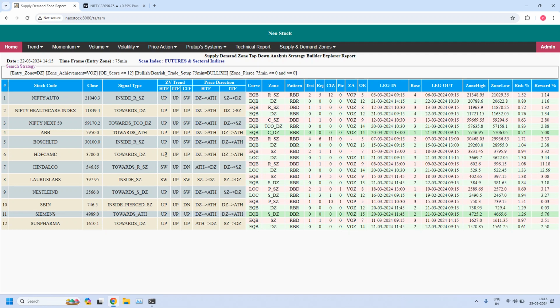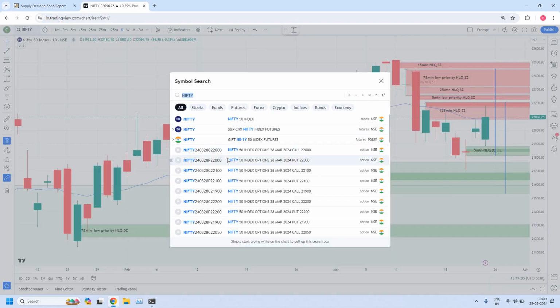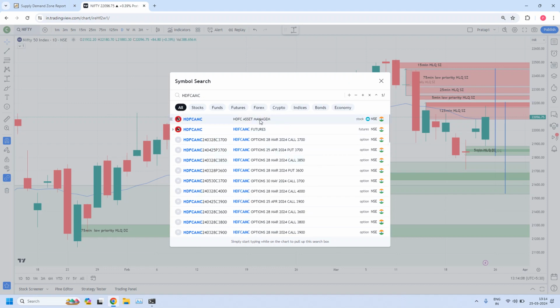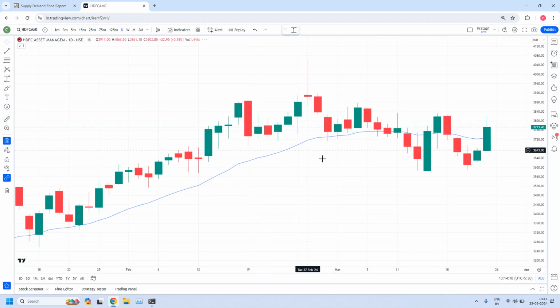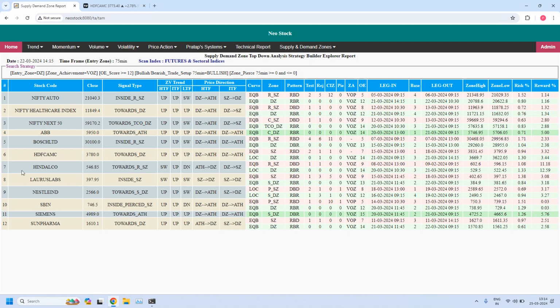The weekly trend is an uptrend, the ITF daily is an uptrend, and the LTF is also an uptrend. Excellent. And price directions are in our favor. So let us open this chart, HDFC Asset Management, and change our time frame to 75 minutes, and let us draw whatever zones the software has suggested.